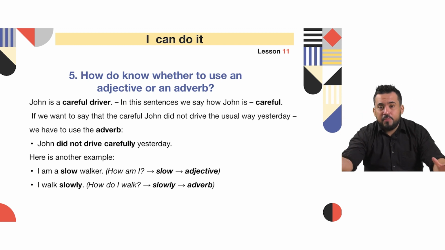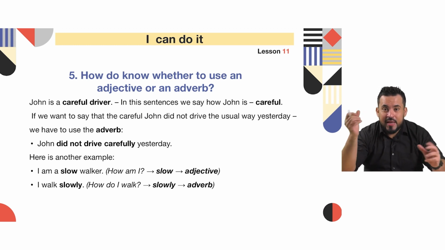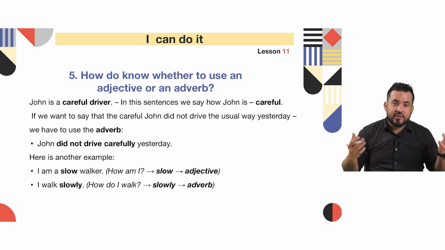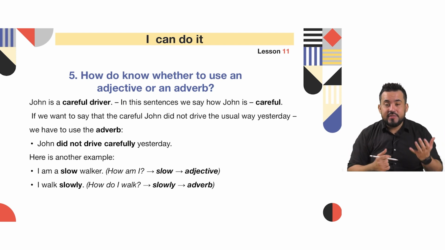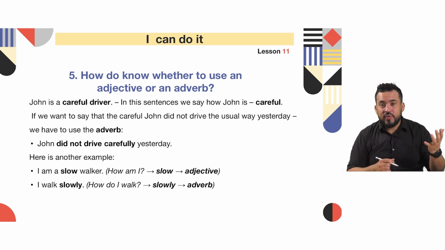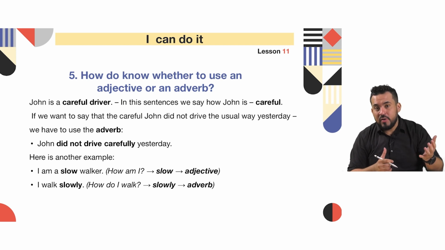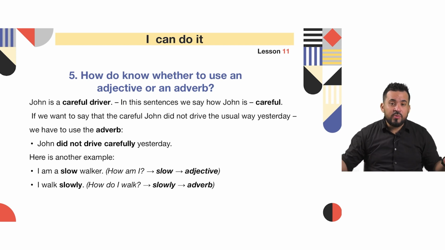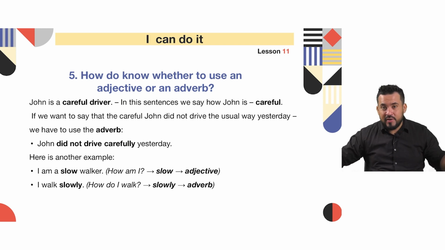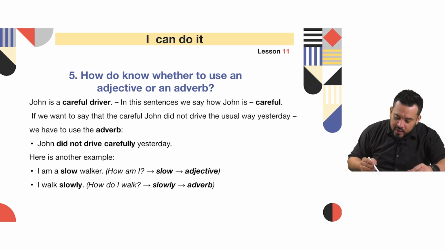All right, the final part of today's lesson is how do we know if it's an adjective or an adverb? It's very easy. We look at just what are we describing? What are we talking about? Are we describing a noun? That means it's an adjective. Or are we describing a verb or an adjective or another adverb? Then it's an adverb. Okay, let's take a look.